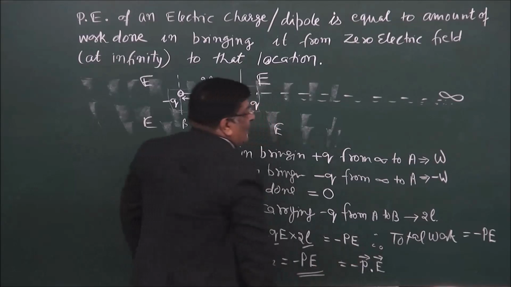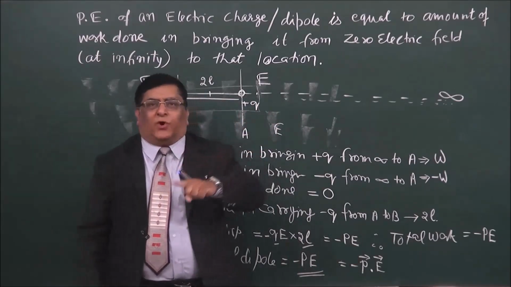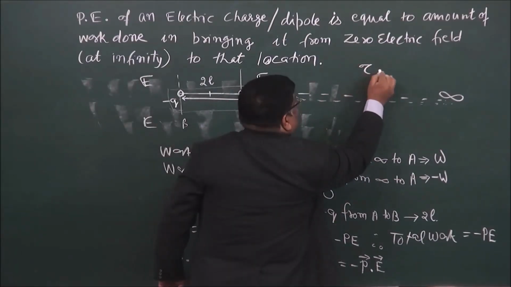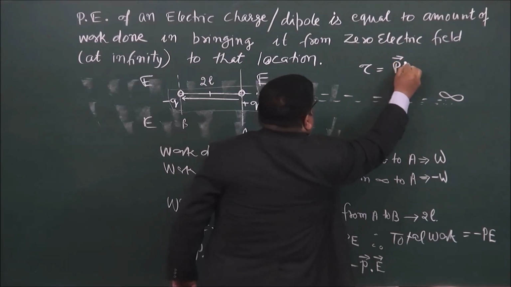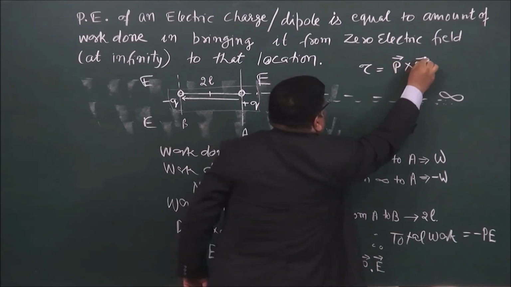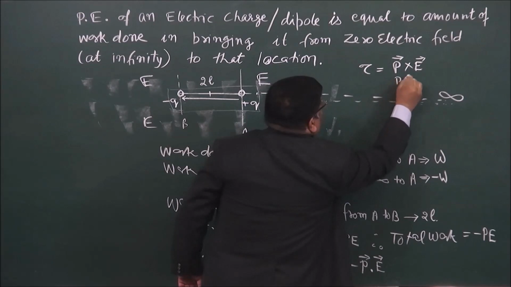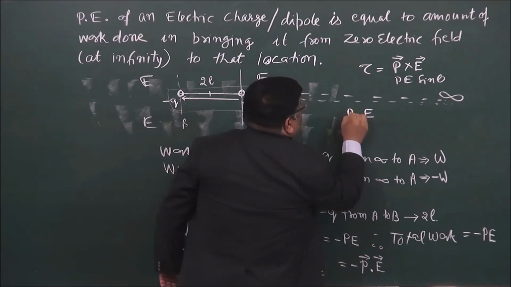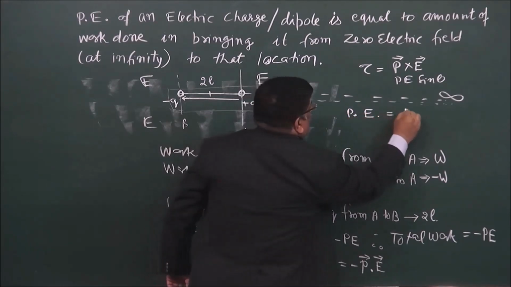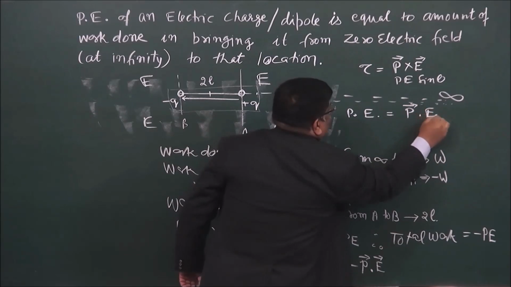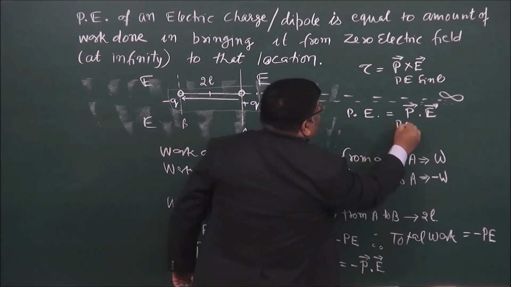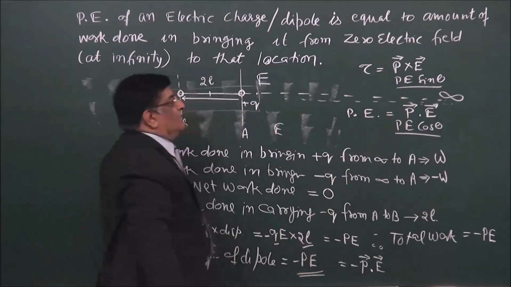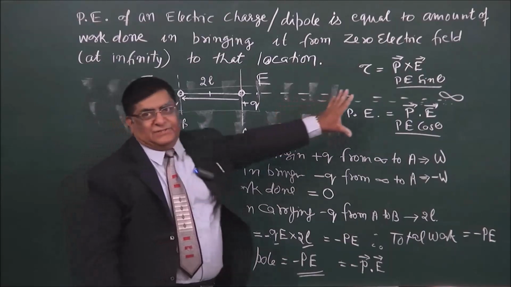Please remember. Do you remember what was the torque we had calculated? Yes, the torque we calculated was P cross E, and its magnitude was PE sin theta. How much is the energy it has? Potential energy is equal to P dot E, and the magnitude is PE cos theta. Please remember this. Torque and energy relations.